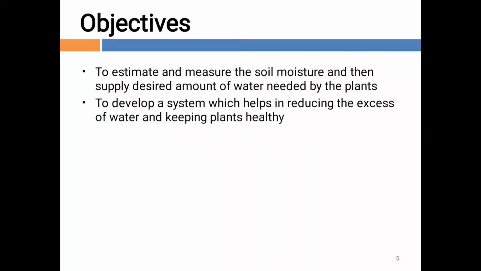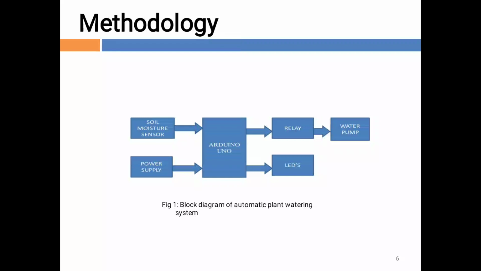Objective: to estimate and measure the soil moisture and then supply the desired amount of water needed by the plants, and to develop a system which helps in reducing the excess of water and keeping plants healthy. Then methodology. This is the block diagram of the automatic plant watering system.